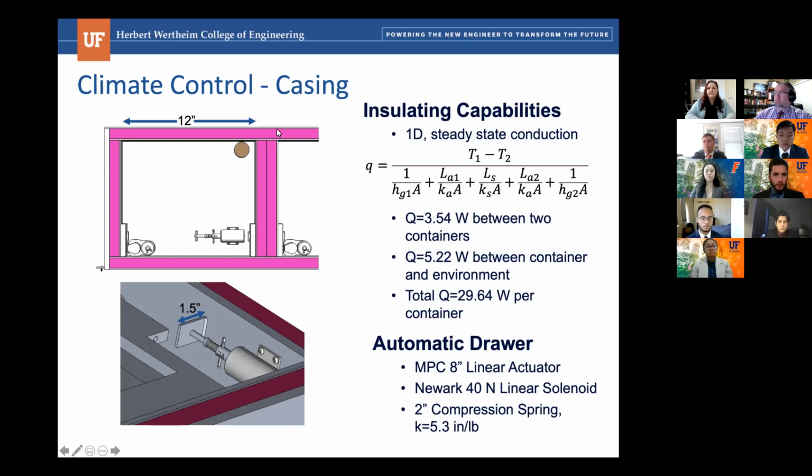When doing a 1D steady state conduction analysis, it is found that under extreme conditions, the maximum loss would be 29.6 watts in a container where the containers next to it were 4 degrees Celsius and the maximum was 70 degrees Celsius. To ensure the design was entirely autonomous, a linear actuator was installed to move the drawer in and out. The drawer was found to have an 8-inch stroke, so that the liquid dispensing device could reach every part of the well plate.